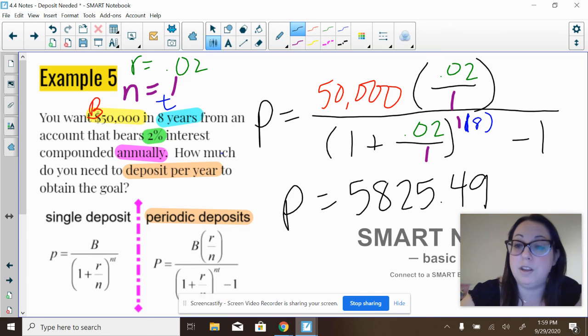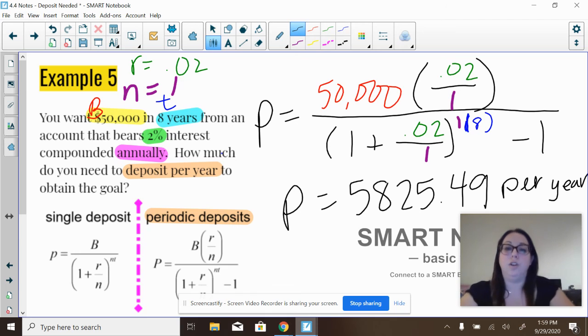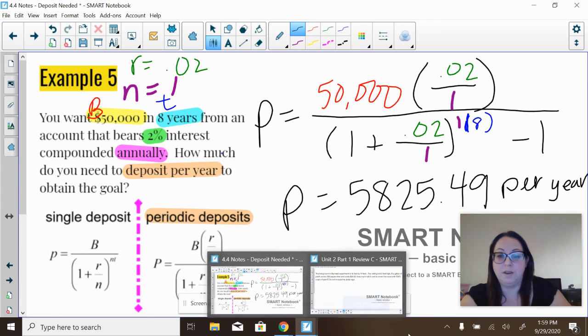Now it is periodic, and that is going to be the same as my compounding time frame. So I will be depositing that per year in order to get 50 grand. Okay, find B, R, N, T, plug into the periodic deposit formula.